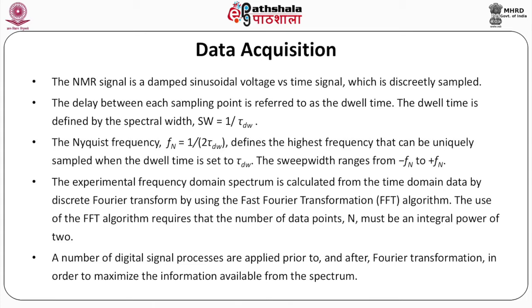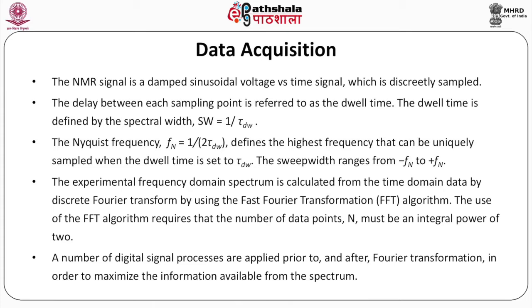The experimental frequency domain spectrum is calculated from the time domain data by discrete Fourier transform, using the fast Fourier transformation FFT algorithm.